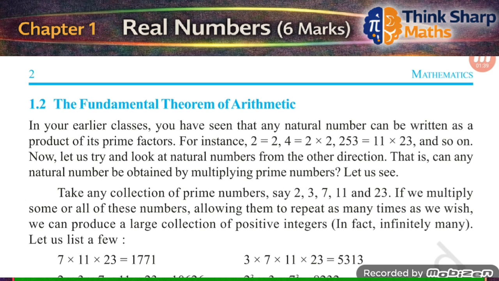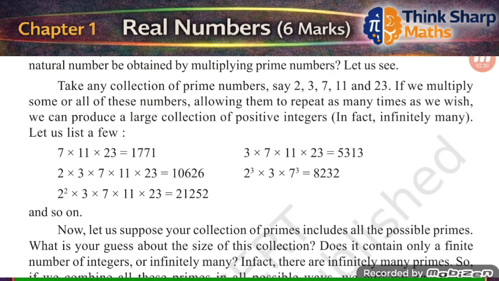Now let us try and look at natural numbers from the other direction. Other direction means what? Can we write a natural number by multiplying prime numbers? For example, take any prime numbers in your mind, suppose 7 and 2, 7 times 2 is 14. So yes, we can write the prime numbers first, and then by multiplying them we will get some natural number. Take any collection of prime numbers, say 2, 3, 7, 11 and 23.